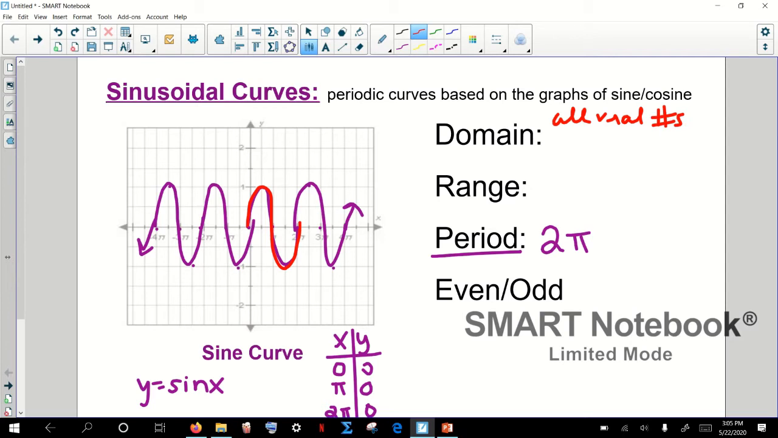What about the range? The range is the possible y values. We can see the lowest value is negative 1, and the highest value is positive 1.